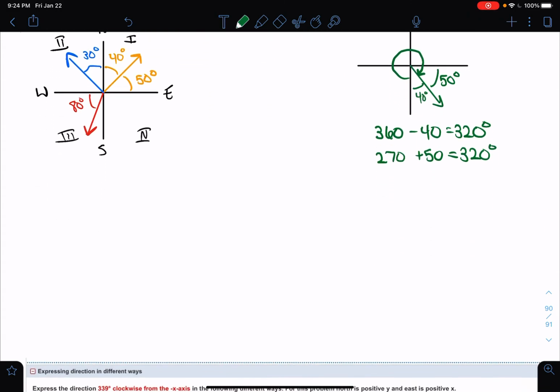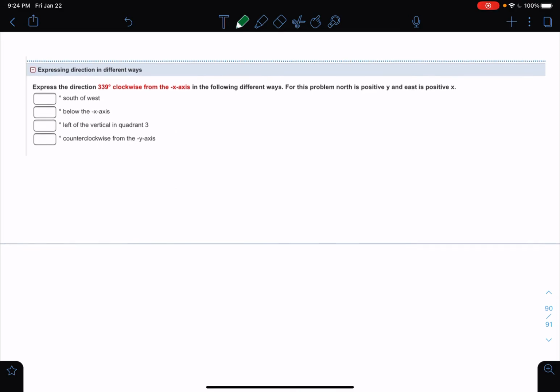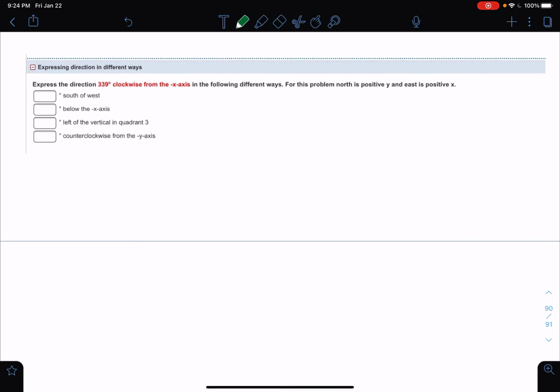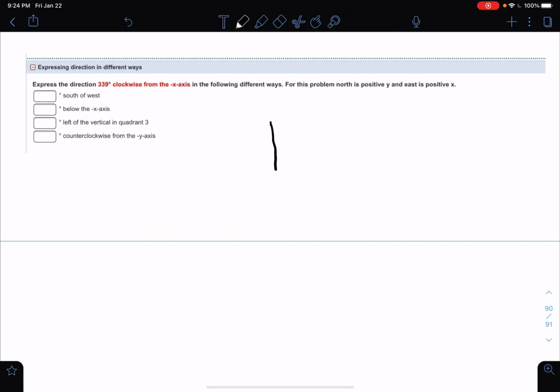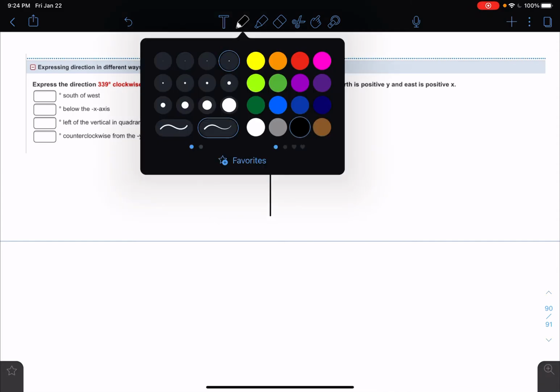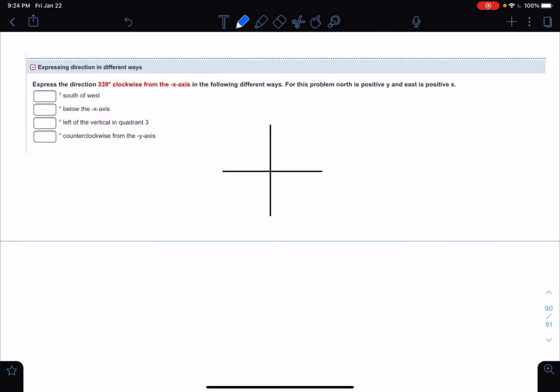Let me go down to the second part now. It says express the direction 339 degrees clockwise from the negative x-axis in the following different ways. Okay, so similar approach to what we were just doing. First, I'm going to draw my vector, so I'm drawing my axes. And then I'm going to go ahead and draw my vector. It says 339 degrees clockwise from the negative x-axis. So I've got to start at the negative x-axis, 90, 180, 270. So 339 is somewhere down here in the third quadrant. Okay.